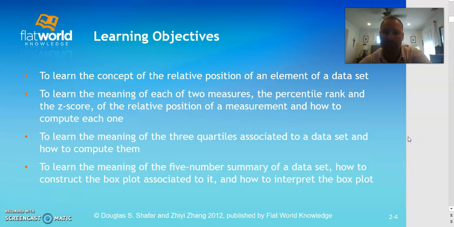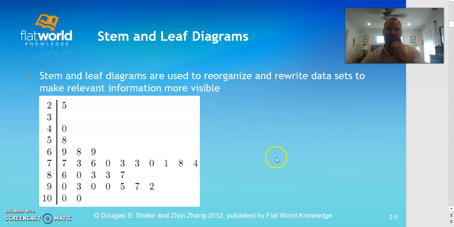To learn the meaning of three quartiles associated to a data set and how to compute them. That is typically with a box plot, or how I was taught it, a box and whisker plot. But the first thing we're going to do is take a look at a stem and leaf diagram and how it can transform into a histogram.